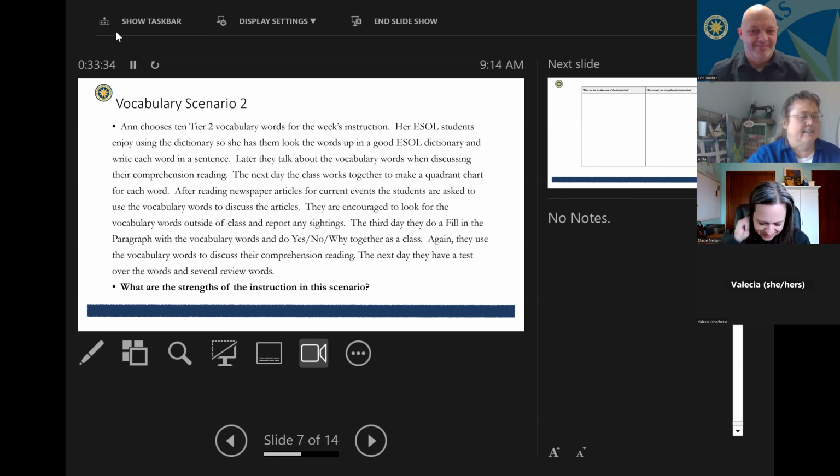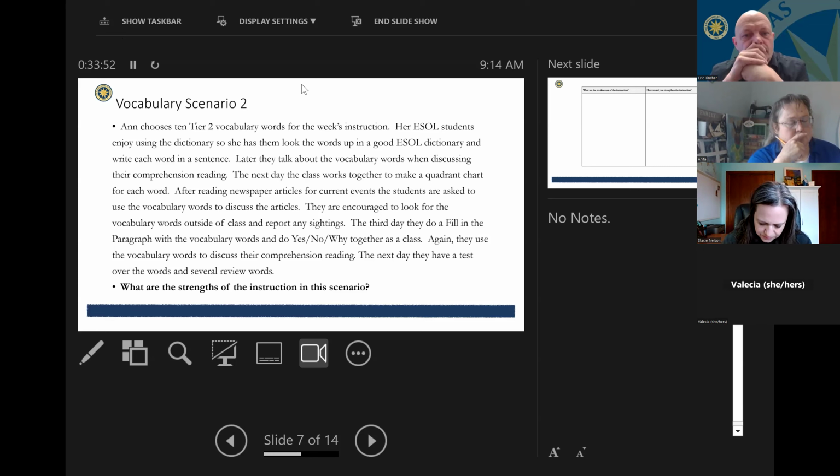The next day, the class works together to make a quadrant chart for each word. After reading newspaper articles for current events, the students are asked to use the vocabulary words to discuss the articles. They are encouraged to look for the vocabulary words outside of class and report any sightings.